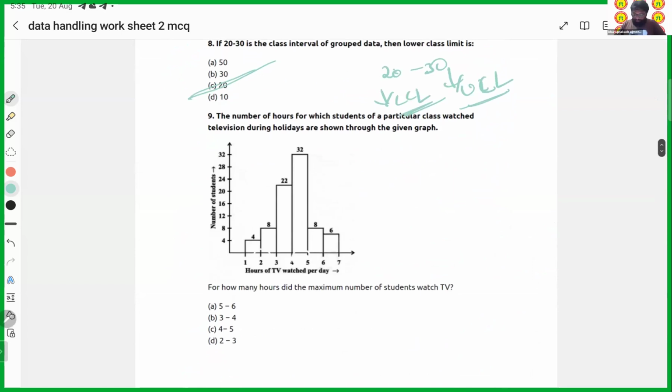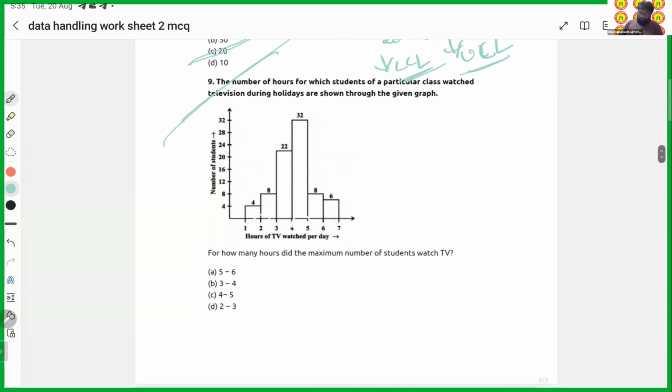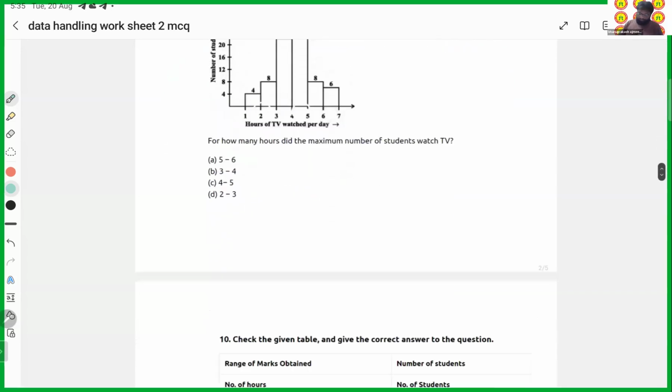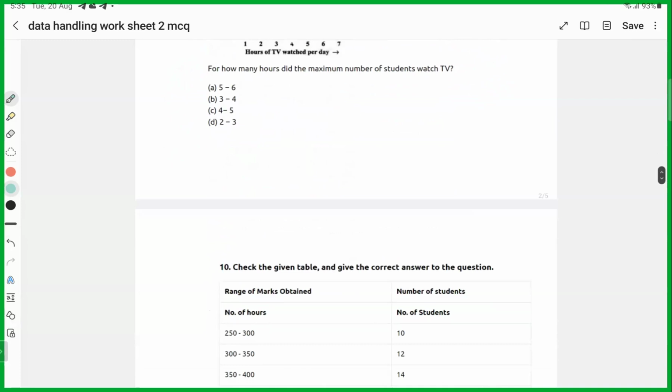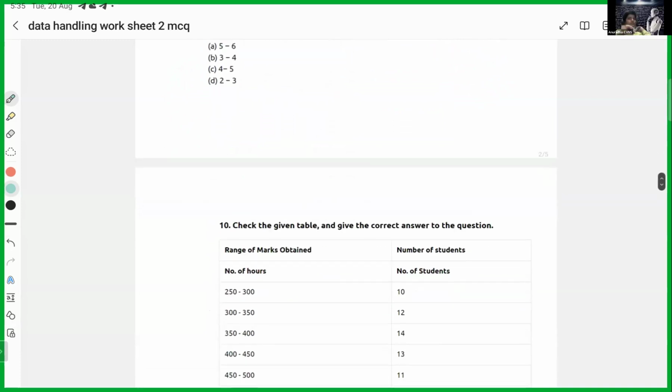Next, the number of hours for which students, this question also we discussed. It is a similar kind of question you were taught in class. I hope there is no doubt on this question. Shall I move to the next question?